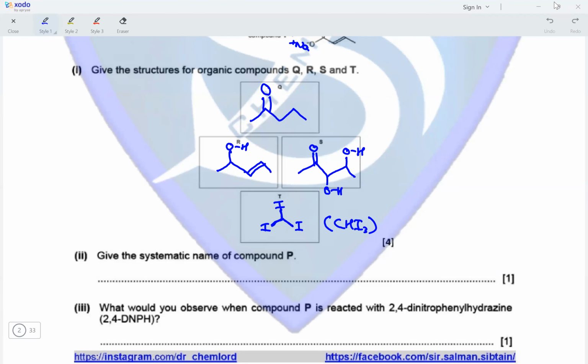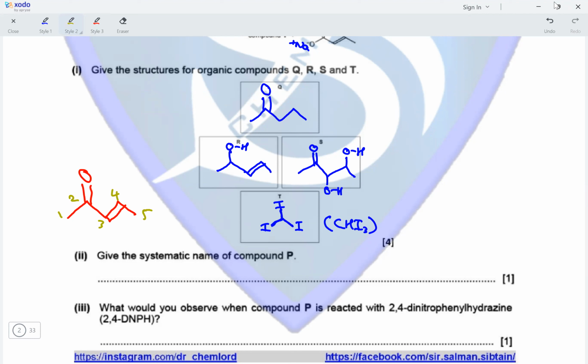Give the systematic name of compound P. Compound P is a ketone with a double bond present. The naming starts by giving the least number to the ketone group: 1, 2, 3, 4, and 5. So the parent compound is pentane.